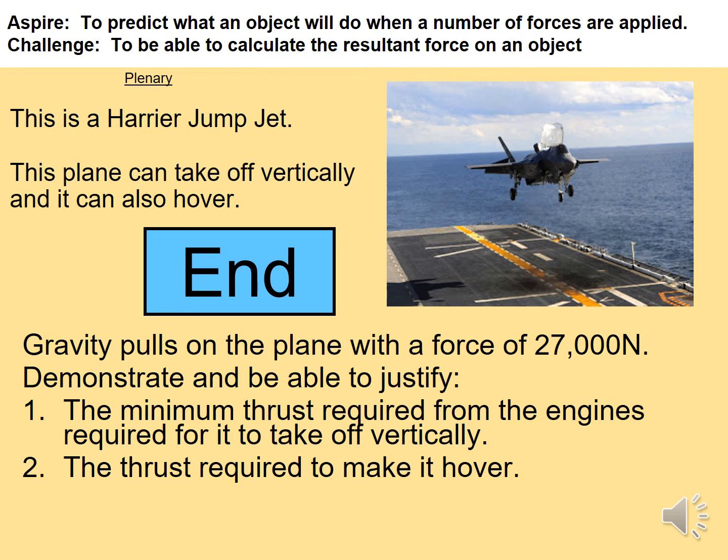Number 2, the thrust required to make it hover. Now, if an object is hovering, there must be an indication of balanced forces. So therefore, to make an object hover with a gravitational pull of 27,000 newtons, the thrust from the engines of the aircraft must also be 27,000 newtons.